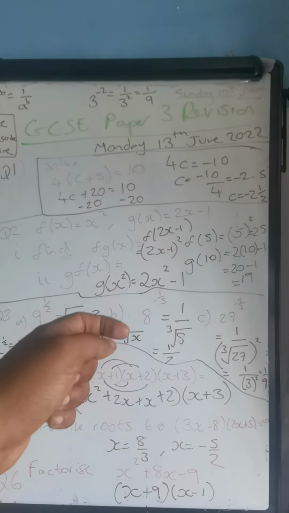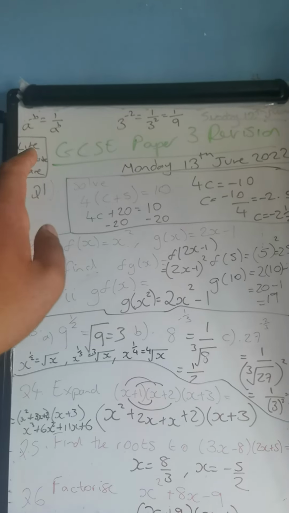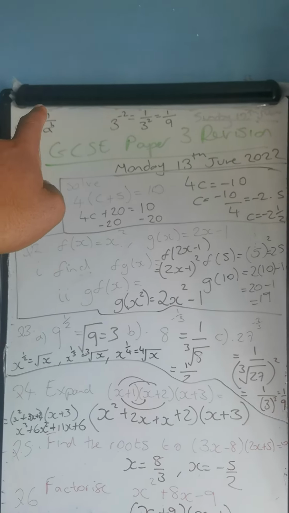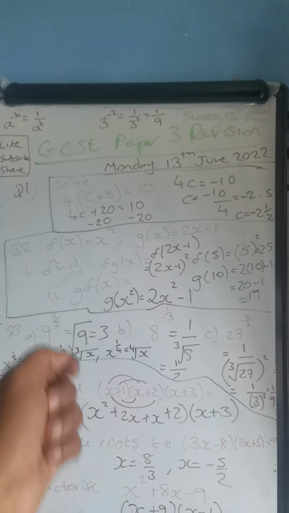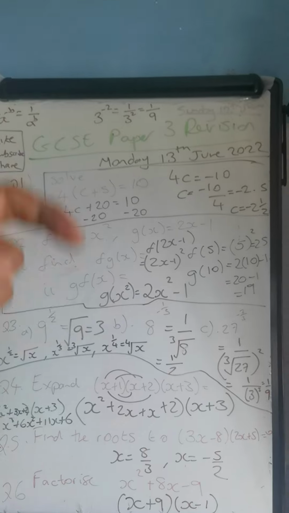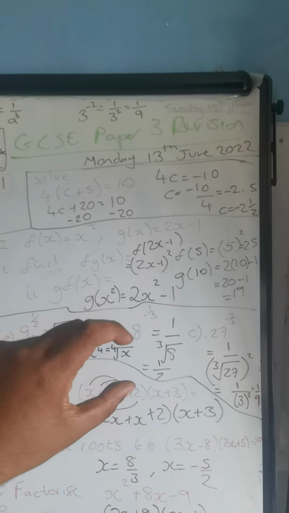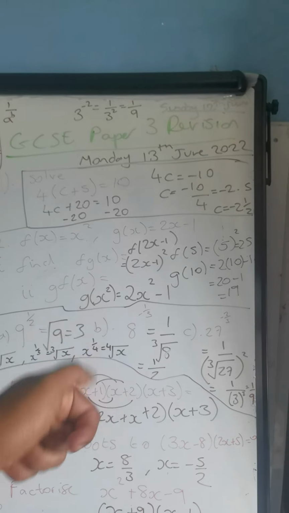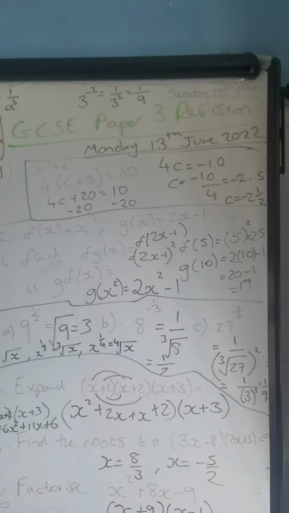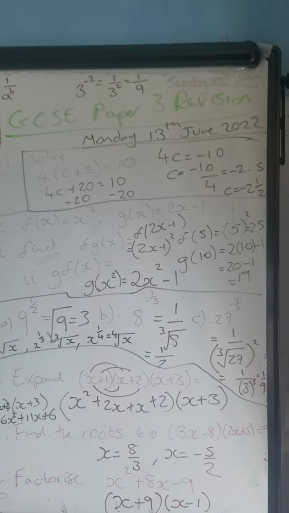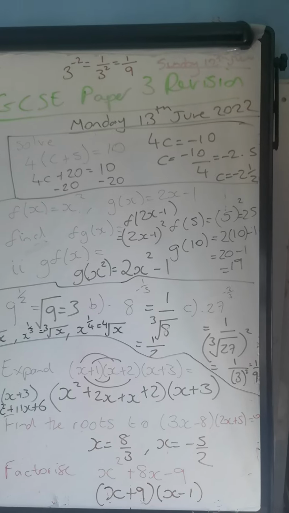8 to the minus third. Minus third, so the minus is a reciprocal. a to the minus b is 1 over a to the b, so 3 to the minus 2 is 1 over 3 squared, which is 1 over 9. So the negative index flips it, so it flips either the number or fraction, so it's the reciprocal of 8, so it's 1 over 8 to the power of a third. 8 to the power of a third means the cube root of 8, so it's 1 over the cube root of 8, which is equal to a half, or 1 over 2.